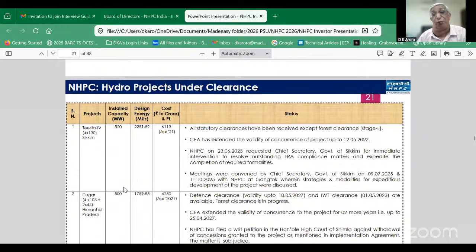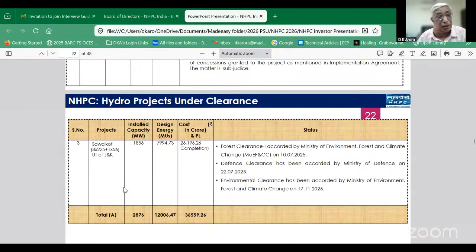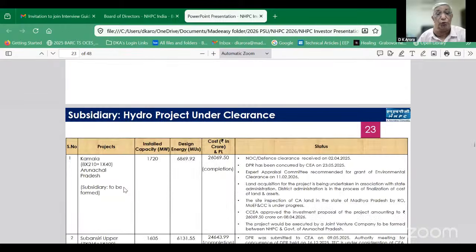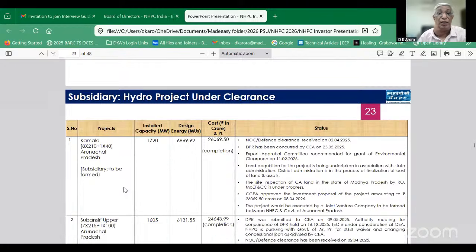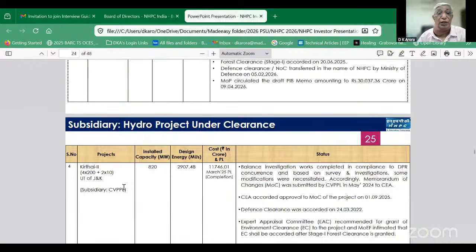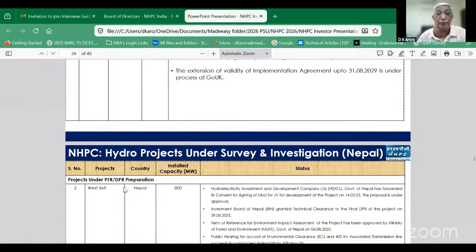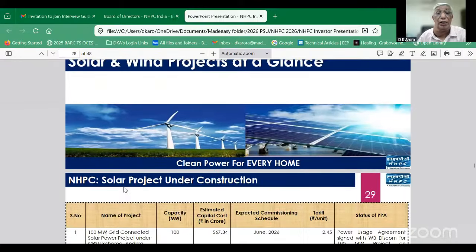There was a mention about projects under clearance. So this is the list of projects which are under clearance. Forget, don't remember, don't spend your time in remembering about it. There is too much data. You can ignore, you can skip it. Okay. I am also quickly running.